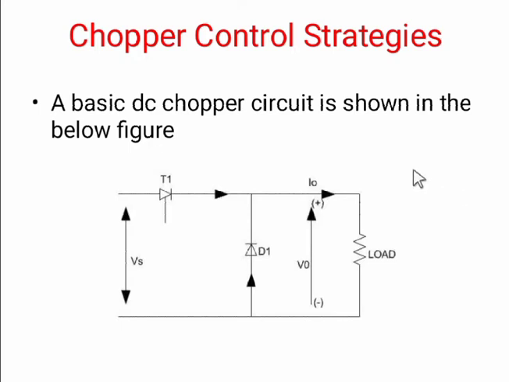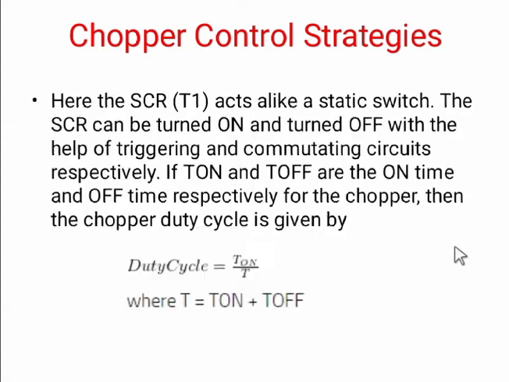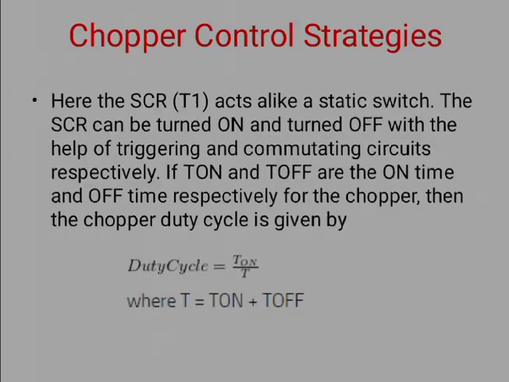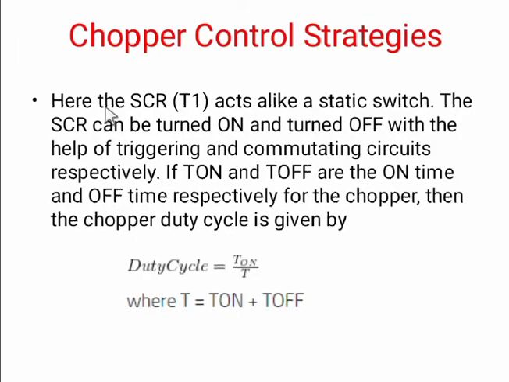A basic DC to DC converter is shown in the figure. Here transistor T1, or any electronic switch, this is the freewheeling diode and this is the load. This is IO output current, Vs input voltage, VO output voltage. Here T1 is the SCR, like a static switch. Static switch means no moving parts, so all the electronic switches are known as static switches.